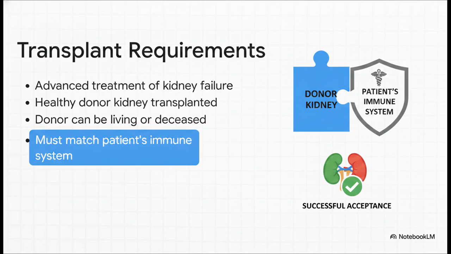Transplantation एक बहुत major surgery है. अगर patient का immune system donor की kidney के साथ perfectly match नहीं करेगा, तो body immediately उस नई kidney को as a foreign threat reject कर देगी. Perfect immune system matching is the absolute non-negotiable requirement here.